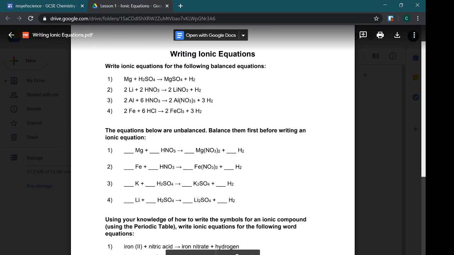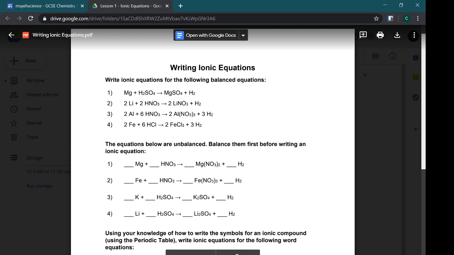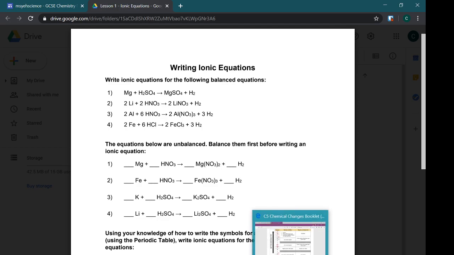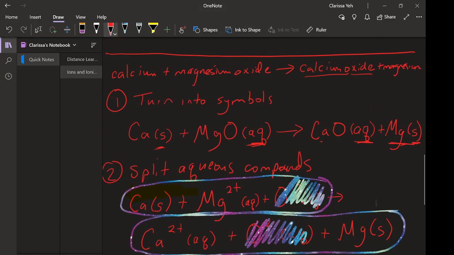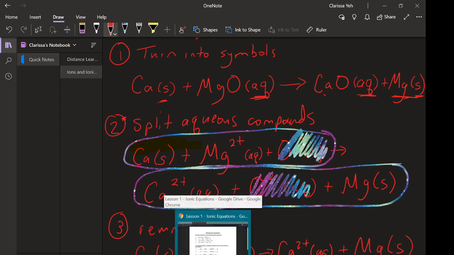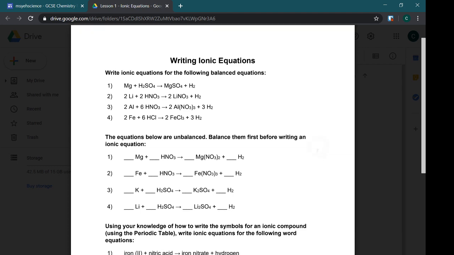The very first section, where it says write ionic equations for the following balanced equations, I've already written it out in chemicals for you guys, so you don't have to worry about that. You can jump straight into step 2. You don't have to turn it into symbols because I've already done that for you. So don't worry about turning it into symbols for the first section.